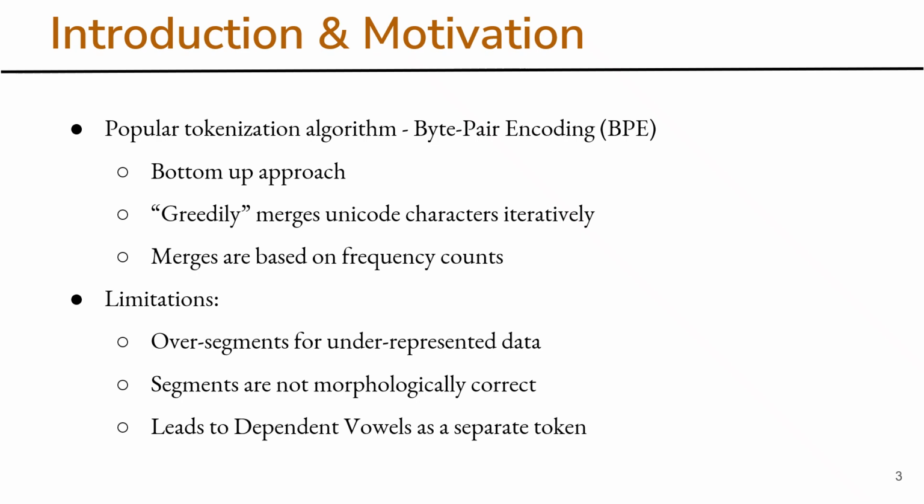Popular tokenization algorithms like Byte-pair encoding work in a bottom-up approach, initially starting out with Unicode characters and iteratively merging in a greedy manner. These merges are based on raw frequency counts. This often leads to over-segmentation for underrepresented data. Segments are not morphologically correct and lead to dependent vowels occurring as a separate token for languages following syllabic script, which is commonly seen for Indic languages.